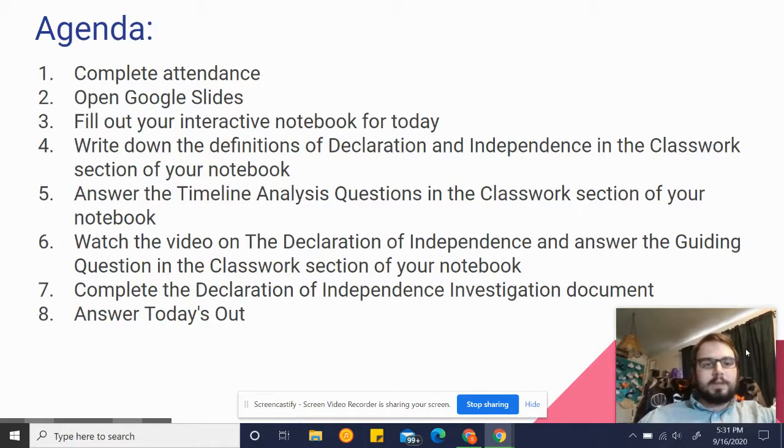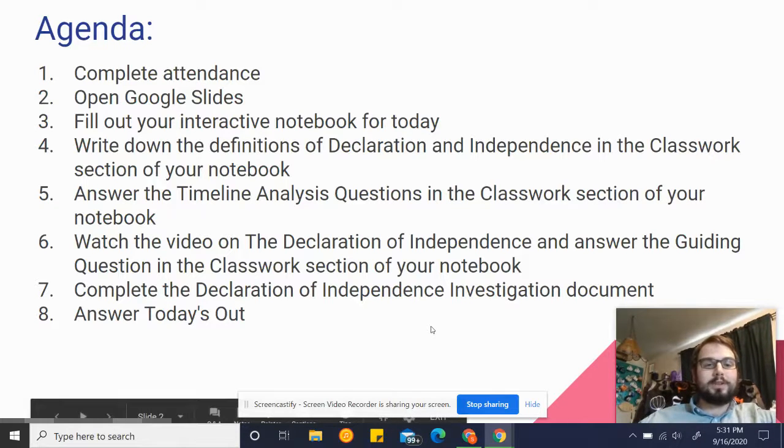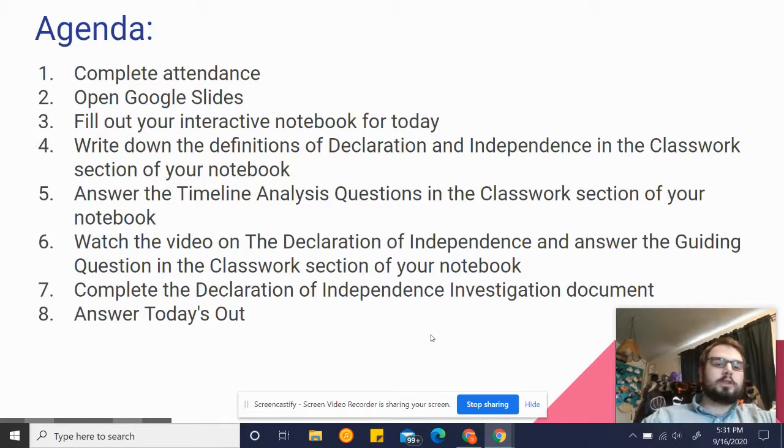It's an expectation every day. All right, let's keep going. Open those Google Slides. You probably already have that open if you're watching the video. 3, fill out your interactive notebook for today. We'll talk through that in just a second. 4, you're going to write down the definitions of Declaration and Independence in your classwork section of your notebook. There's going to be a timeline analysis. I'll show you and walk you guys through that.